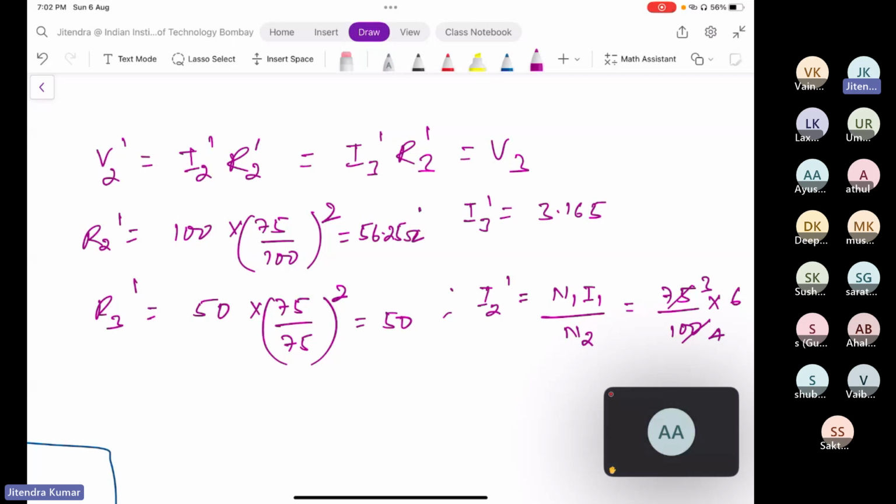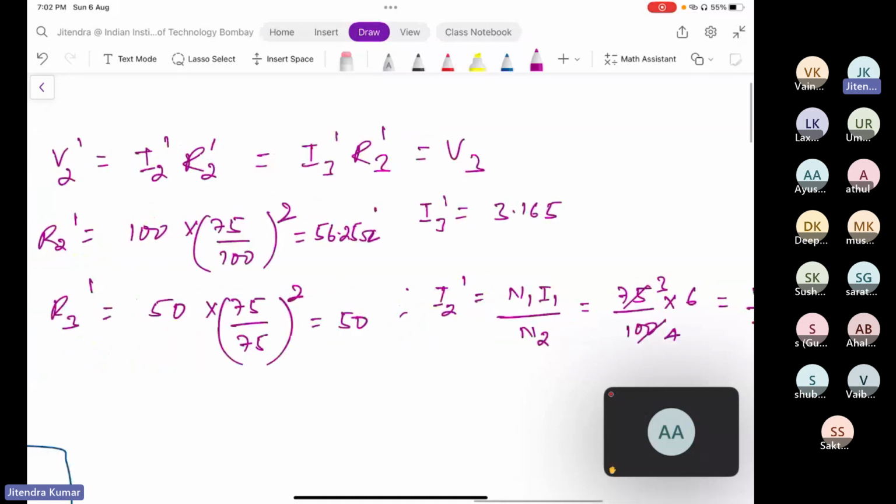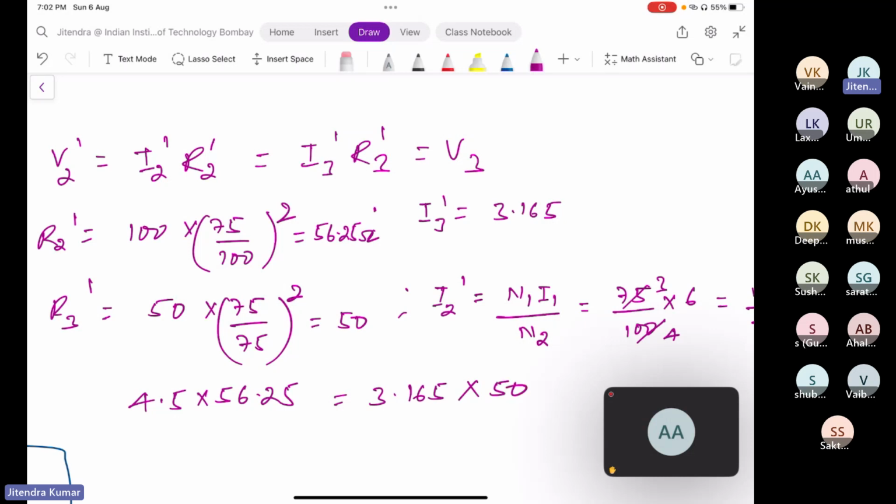56.25 ohm. Okay. Now I will do I2 dash into R2 dash. So 4.5 into 56.25. This I2 dash into R2 dash is to be compared with I3 dash, 3.165, into R3 dash, that is 50. So please tell me whether both of them are the same or not.